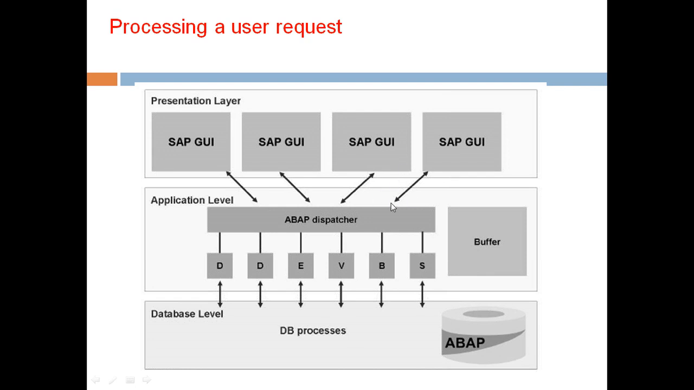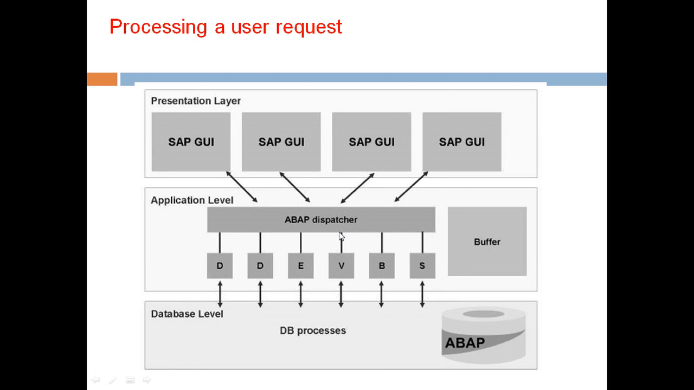So if you see here, the screen entries of a user are extracted by the presentation program SAP GUI. What it will do is convert that into the internal format, and then forward it to the ABAP dispatcher. The ABAP dispatcher is the central process of ABAP. It manages the resources for the applications written in ABAP in coordination with the respective operating system.